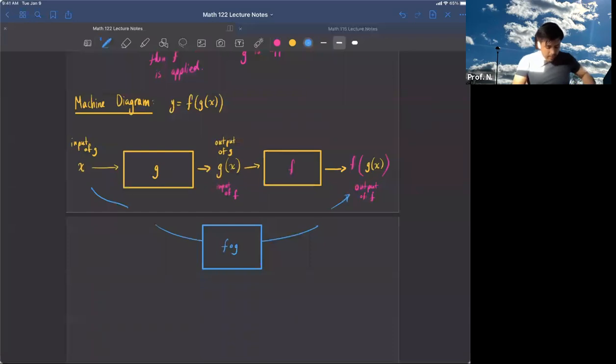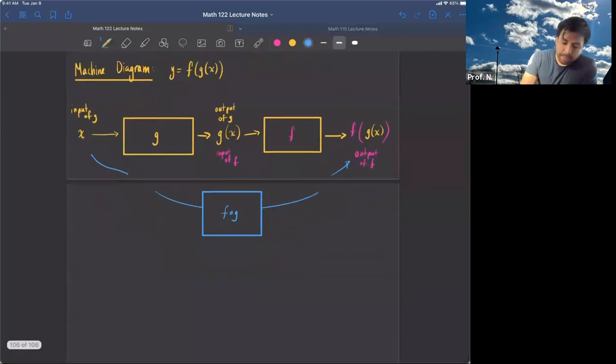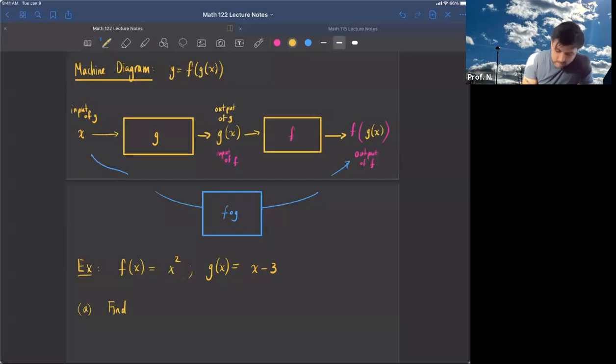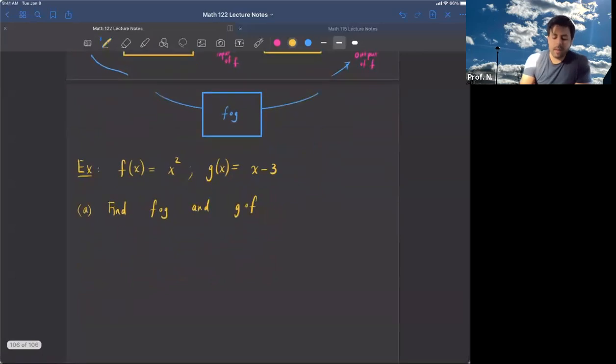Okay. So let's see this in action now. Let's suppose, for example, I have two functions, f of x is equal to x squared and g of x is equal to x minus 3. So the first thing is I want to find f of g and g of f, g follows f, and of course their domains. So we have to talk about the domains as well.